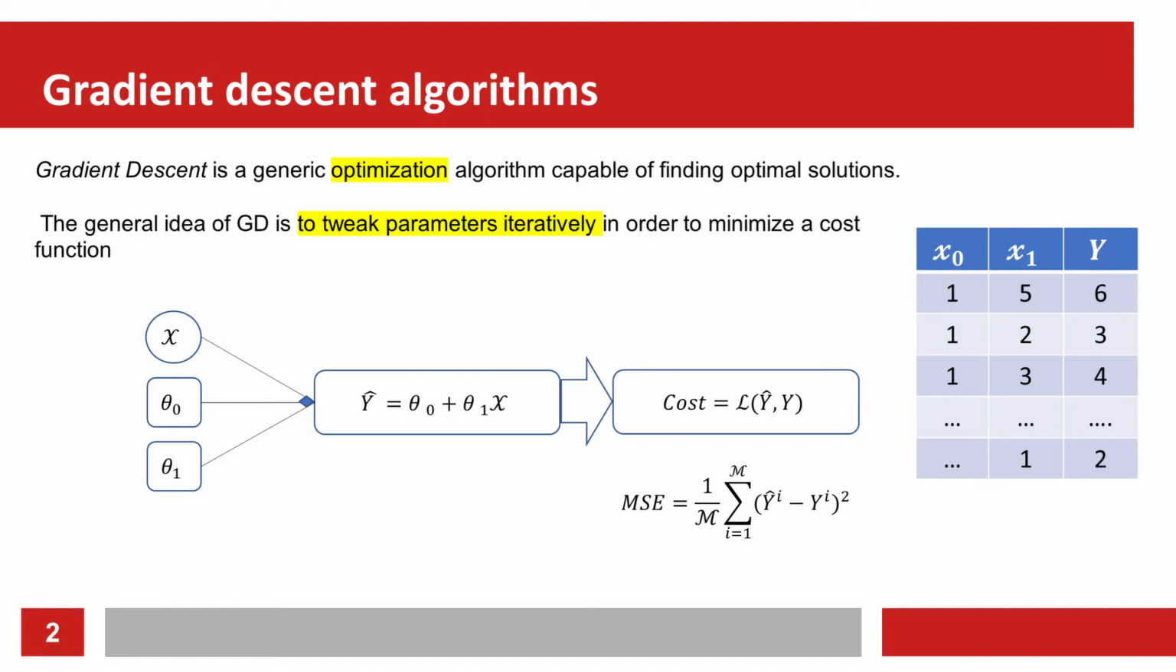Gradient descent is a generic optimization algorithm that is used to find the optimal solution for your application. So we assume that we use linear regression. The idea of gradient descent is to tweak these parameters iteratively in order to minimize this cost.